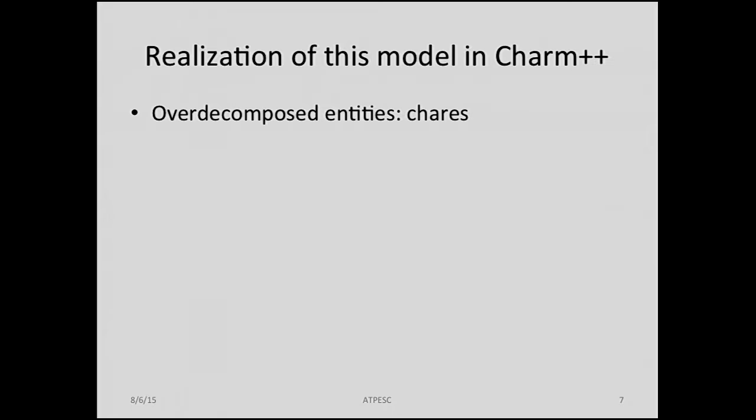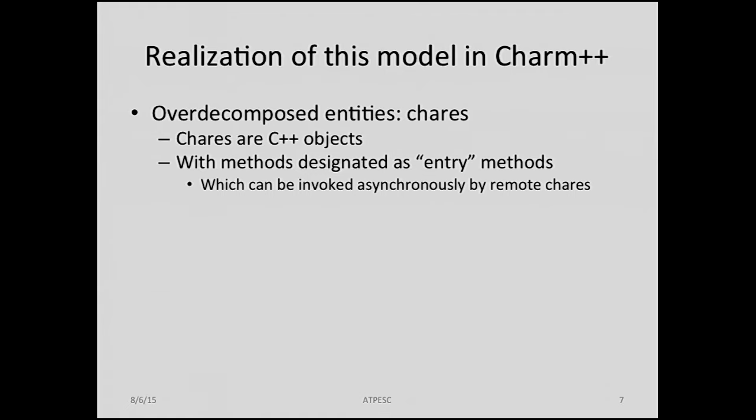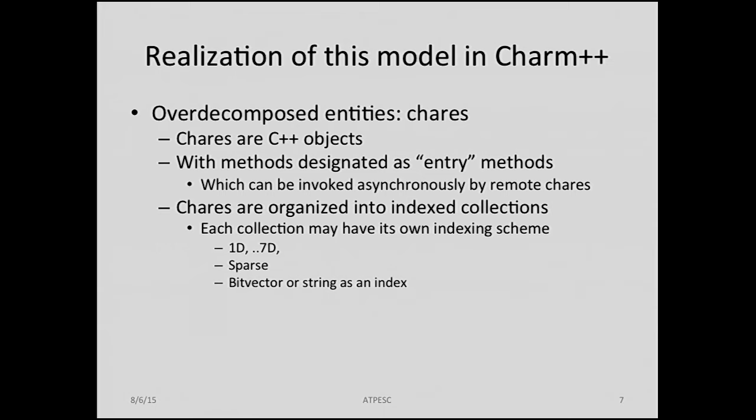These three ideas are then implemented in CHARM++, and the over-decomposed entities in CHARM++ are called chares. Chare is an old English word for chore, a little piece of work. And chares are C++ objects, so you write your program in C++. They have methods, as in C++ object-oriented programming: the functions that operate on the data encapsulated by the object are called methods. A subset of these methods are designated as entry methods in CHARM++. Entry methods are methods that can be invoked asynchronously and remotely by other objects. Even when they don't know which processor this object is on, they can still send a method invocation towards it, right? And that's what we mean by asynchronous. The call doesn't return anything, it just goes towards the object and executes at some point in the future.